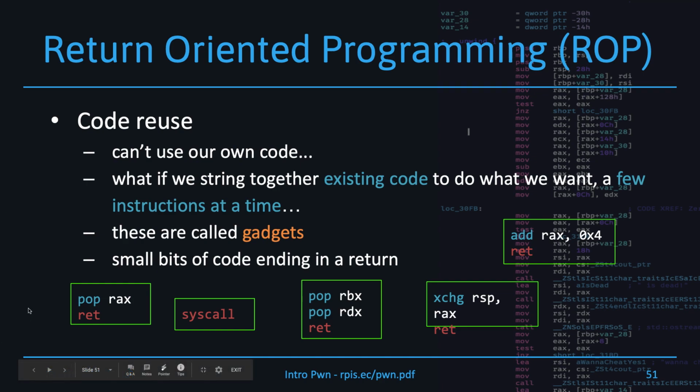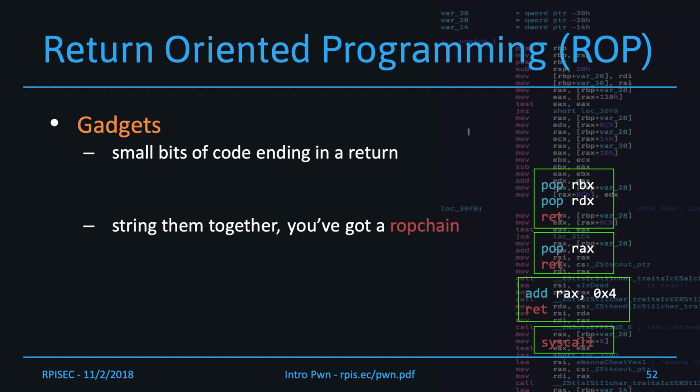And this is just an example of some gadgets you might want on a 64-bit machine. Basically, they're all going to end in a return because you need to return to the next thing, unless it's a syscall or an int 80 if you're on 32-bit. Those are pretty much the same thing. They're just doing a system call. If you're doing something like execv, you don't really care if it returns after that, because you're executing an entirely new program at that point.